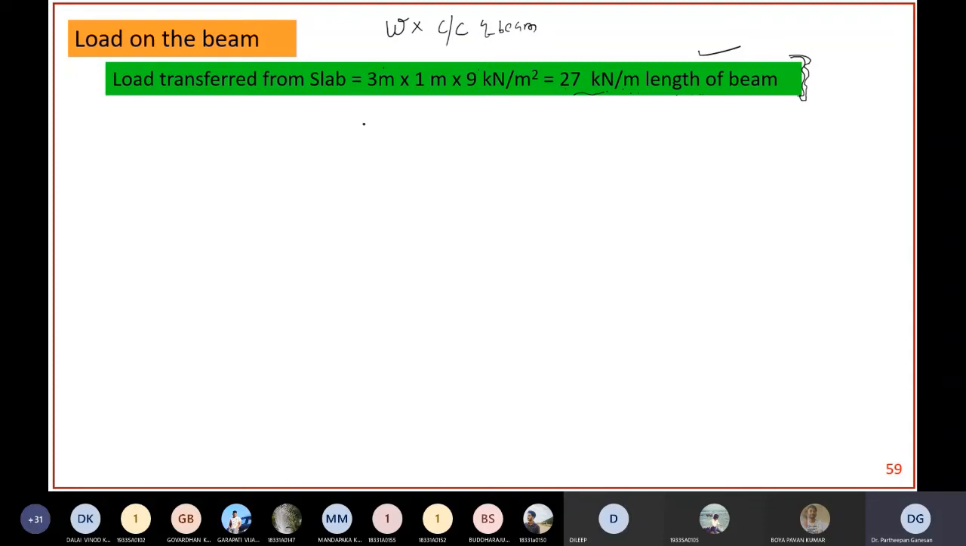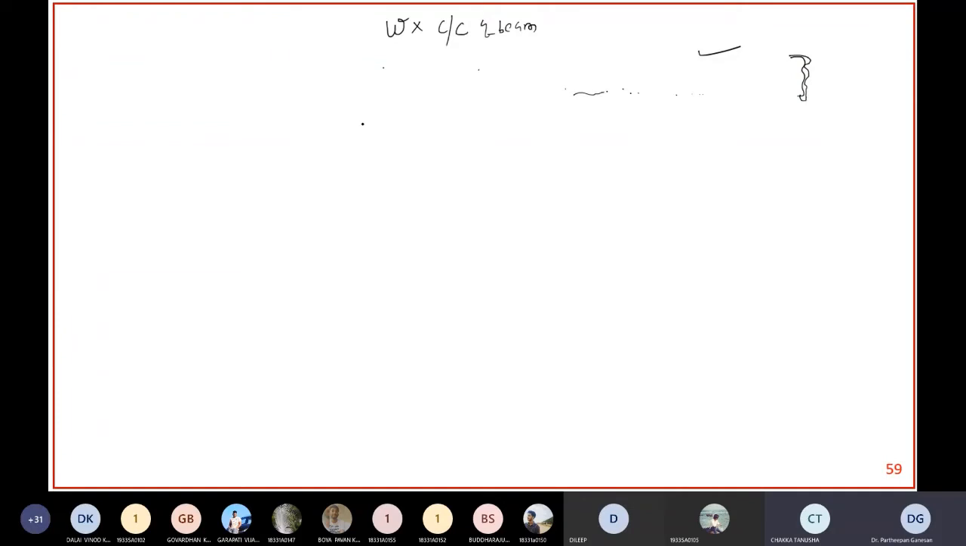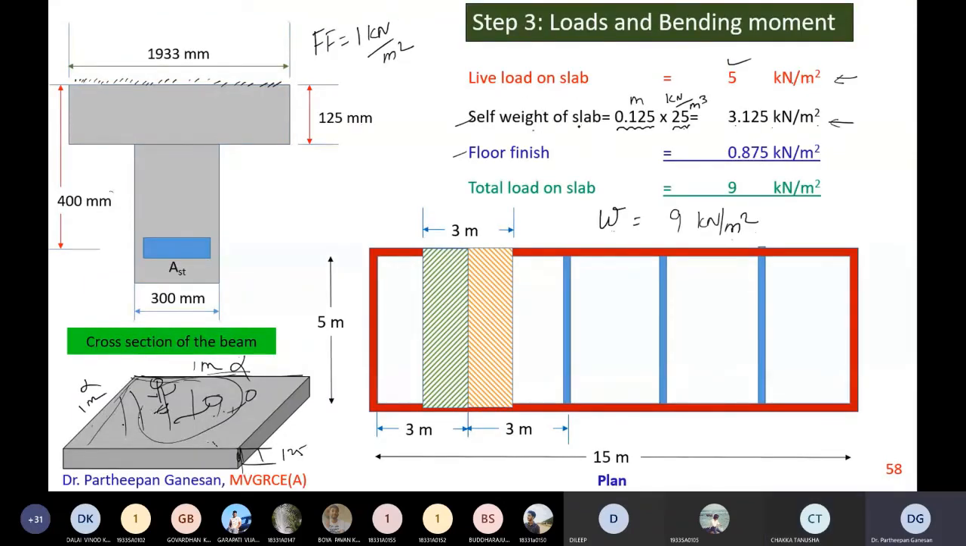Sir, explain floor finish, sir. Floor finish. Okay, see, if floor finish is not given, you can take 1 kilonewton per meter square. I can easily take this as 1 kilonewton per meter square. Simply assume floor finish as 1 kilonewton per meter square. Then how much will I have?